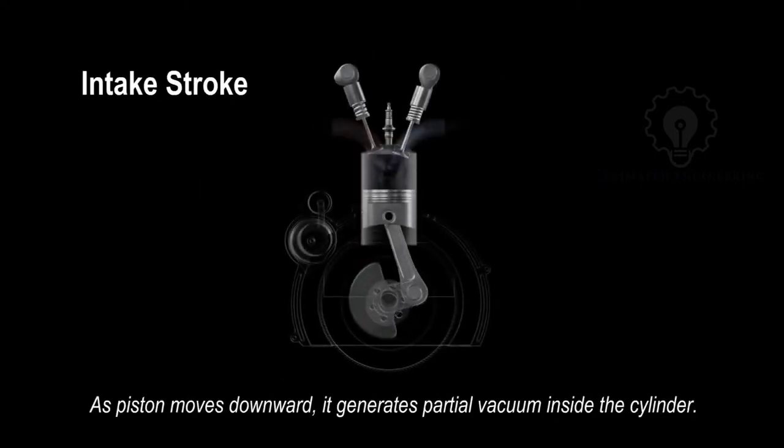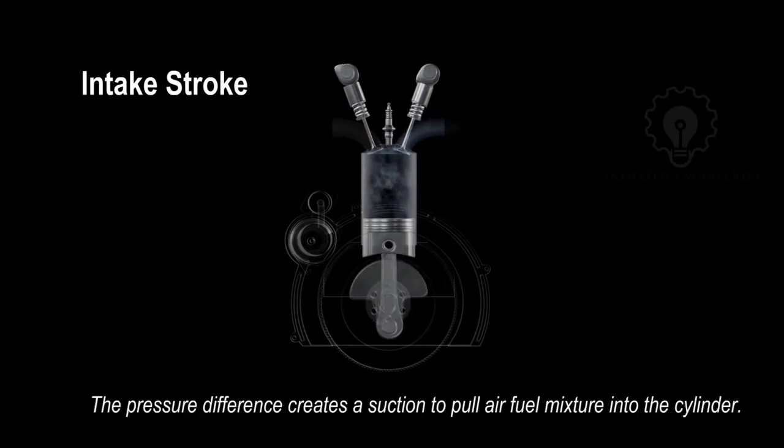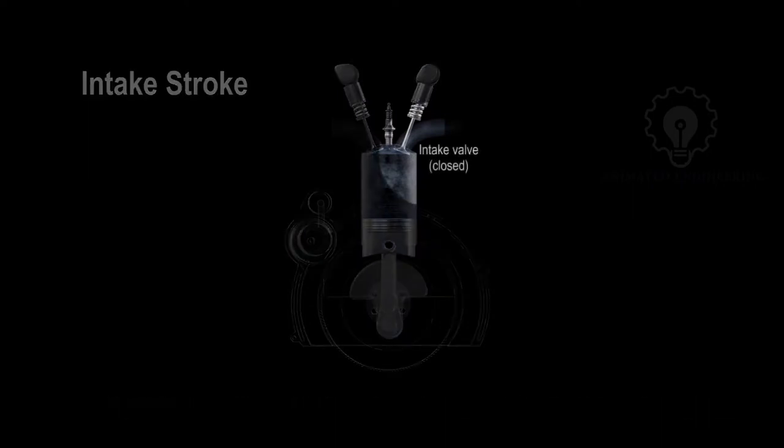As the piston moves downward, it generates a partial vacuum inside the cylinder. The pressure difference creates a suction, which pulls the air-fuel mixture into the cylinder. At the end of the intake stroke, the intake valve changes from open to closed.